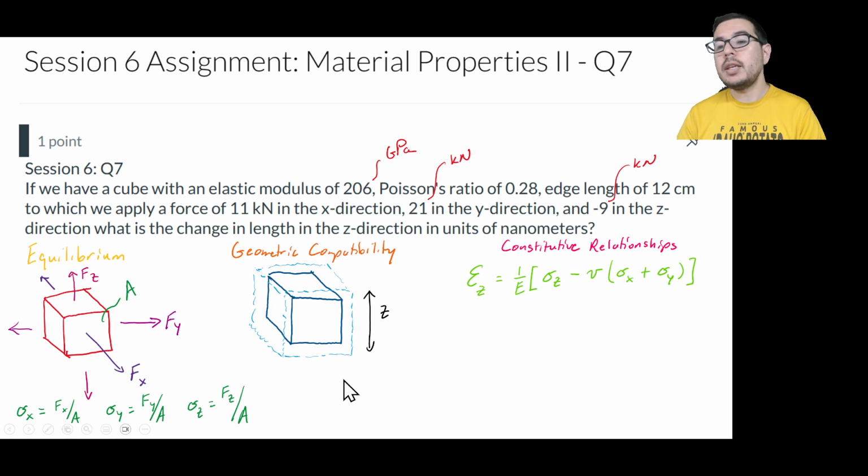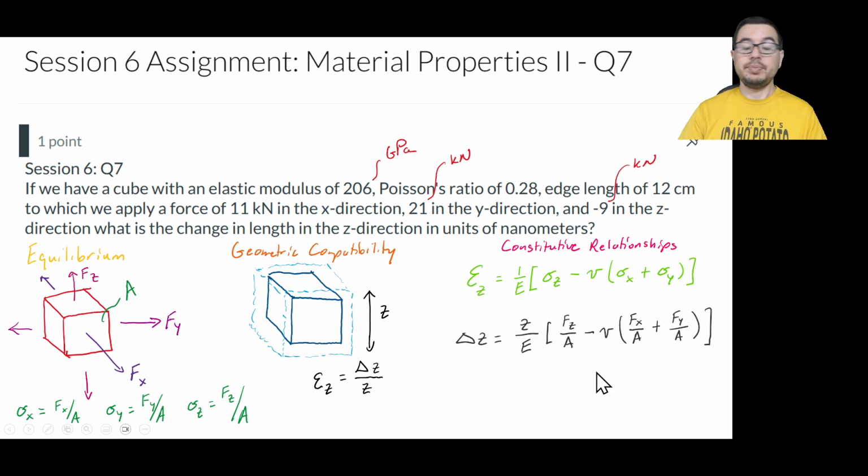And epsilon z, the strain in the z direction, is going to be delta z divided by z. So if I'm interested in delta z, the change in length in the z direction, we can rearrange things and just do z times epsilon z. And that's what we write out here. Okay, and so that's how we're going to go about solving this problem.